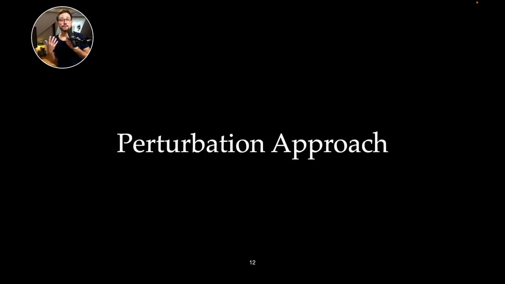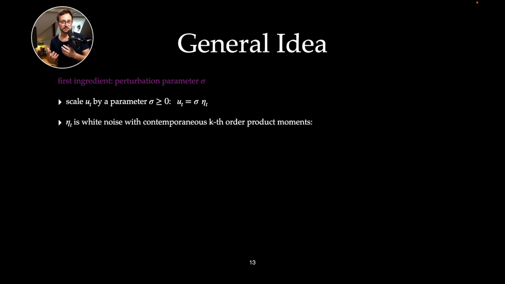So let me give you the ingredients that we need for a perturbation approximation. The first ingredient is the so-called perturbation parameter. The idea here is to scale the exogenous variables by a positive number, sigma, and introduce auxiliary exogenous variables, eta, and those eta have the same white noise properties as u. So they have the same moments, but those moments are scaled with this sigma parameter.